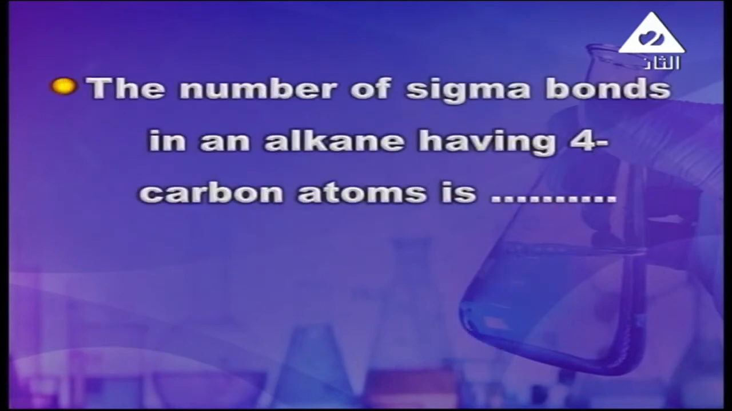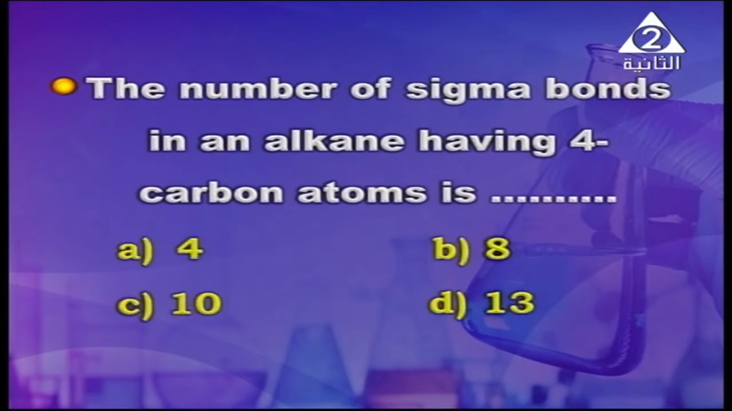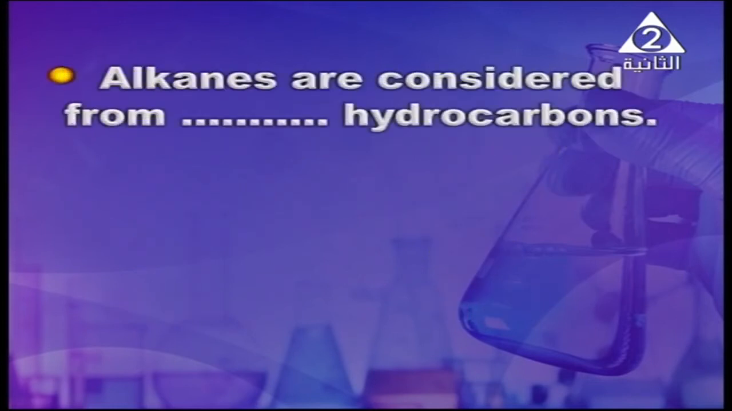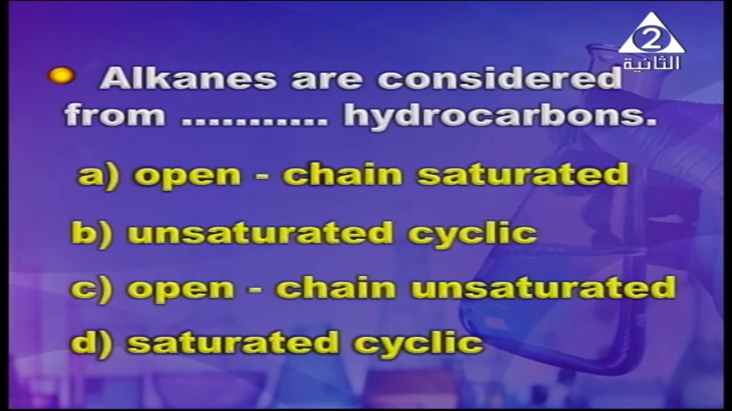Next point, the number of sigma bonds in an alkane having 4 carbon atoms is what? Is it 4, 8, 10, or 13? If you think about it, it will be 13. Next point, alkanes are considered from what kind of hydrocarbons? Is it open chain saturated, unsaturated cyclic, open chain unsaturated, or saturated cyclic? If you think about it, yes, it will be open chain saturated.